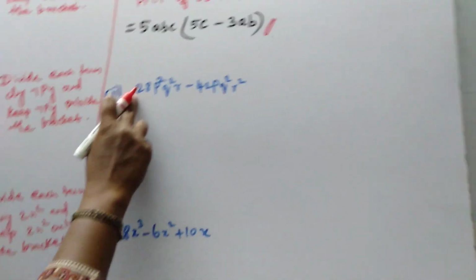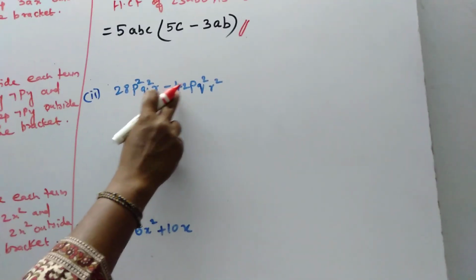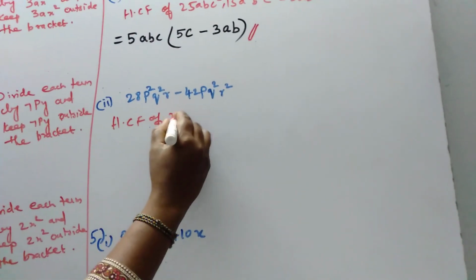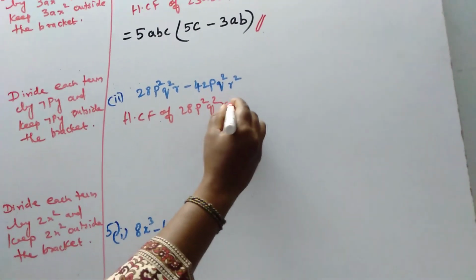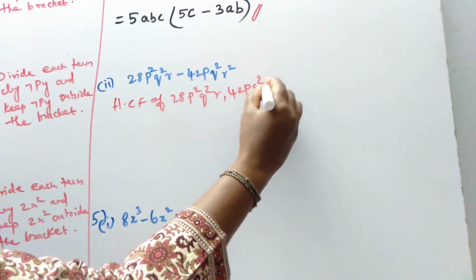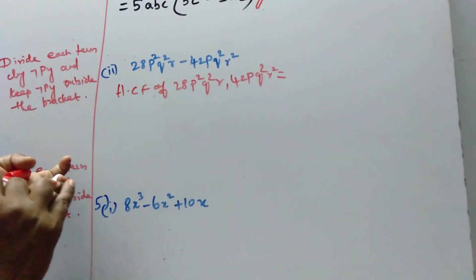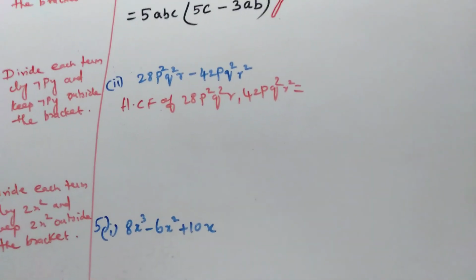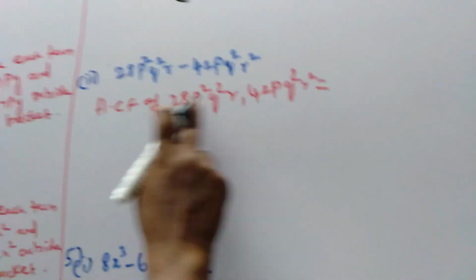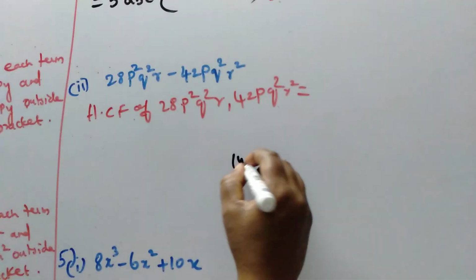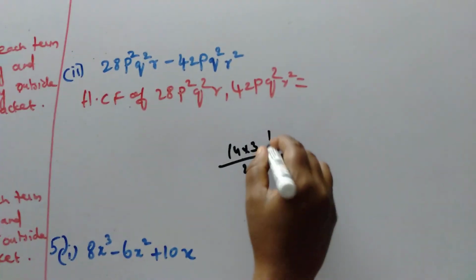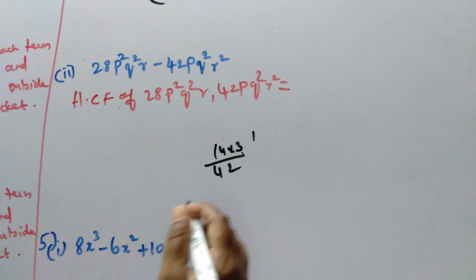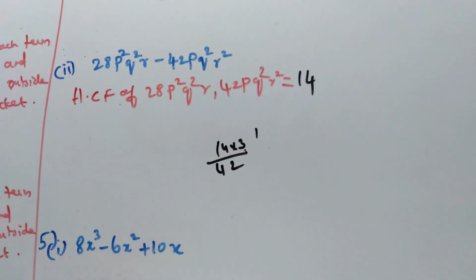Okay. Next question. 28p square q square r minus 42p q square r square. HCF of 28p square q square r, comma, 42p q square r square equals, for 28 and 42, what will be the common factor? Let me try, tell me. 28, 42. What is it? 4 3s are 12, carry over 1. So 1 3 is 3 for 42. 14 2s are. So what can be taken as the common number? 14 can be taken as the common number.